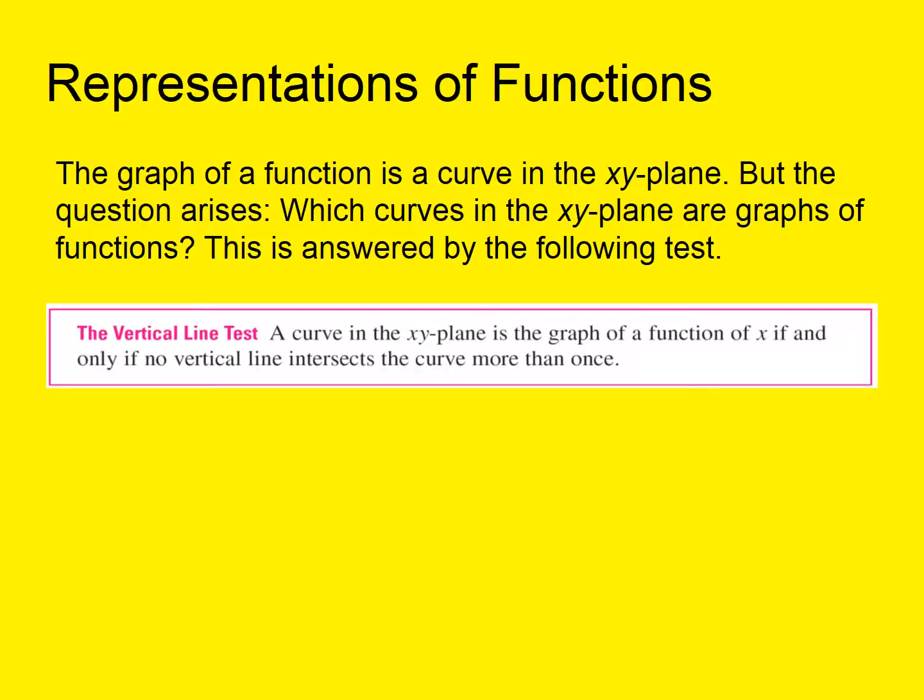The graph of a function is a curve in the xy plane. Even if it's a line, we still call it a curve. But the question arises, which curves in the xy plane are graphs of functions? And so to answer that question, we have the old vertical line test. A curve in the xy plane is the graph of a function of x if and only if, okay, so when does it function? Well, if and only if no vertical line intersects the curve more than once.